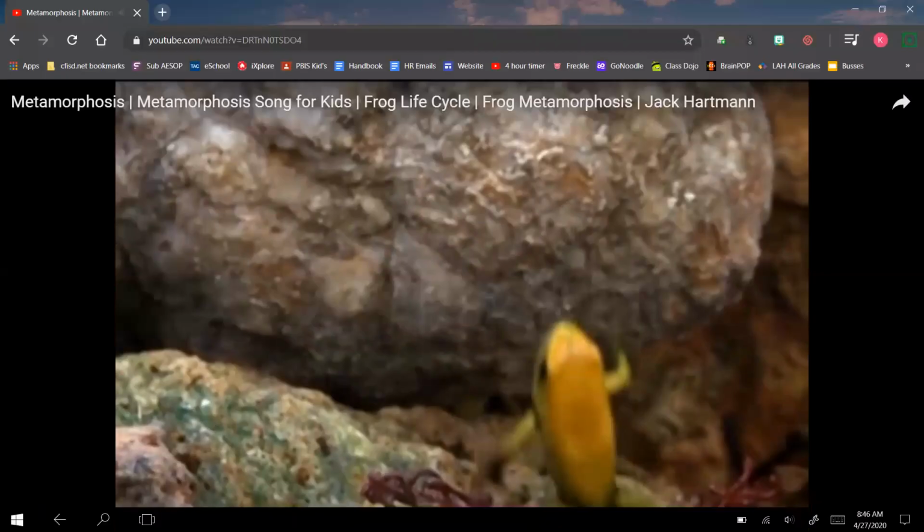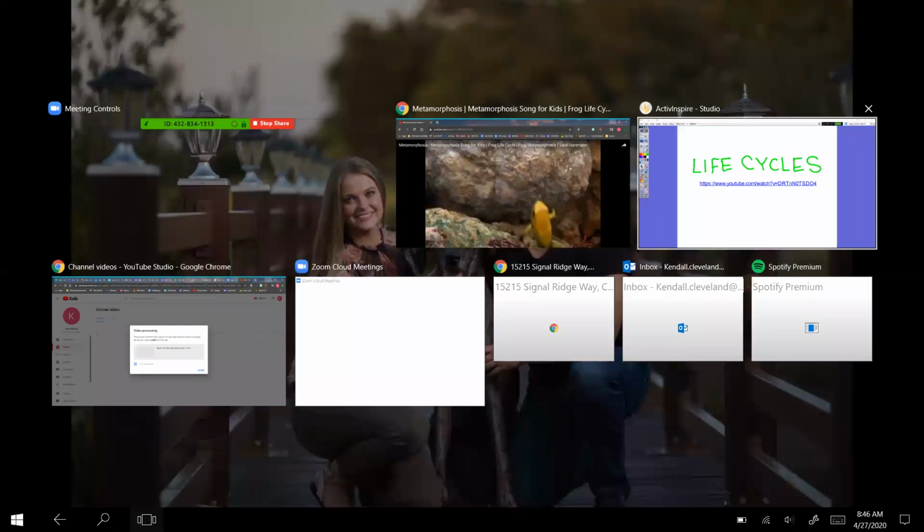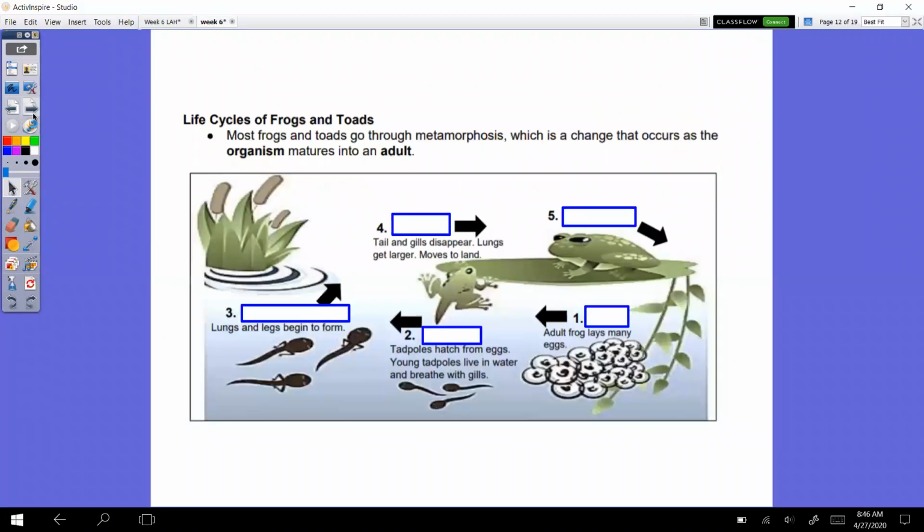All right, guys, isn't that so fun? I love that video. Let's get back to our slide. So let's go over what the video talked about. There are a bunch of different stages in a frog's life cycle. We know that adult frogs are the only phase where eggs can be laid.